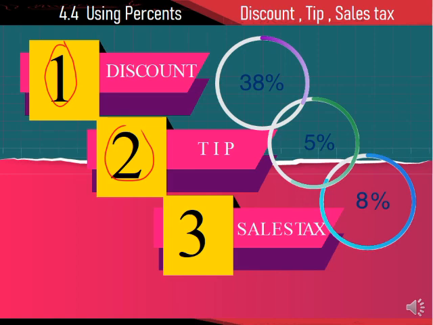A tip is always a small amount, in return for a service, or we can say an amount added to the bill for service. We have to add. Here it's not subtracted, we add. The third one is sales tax. What is sales tax? It is an amount added to the price of an item. We don't know the amount in advance. It is an amount that is added to the price of an item.